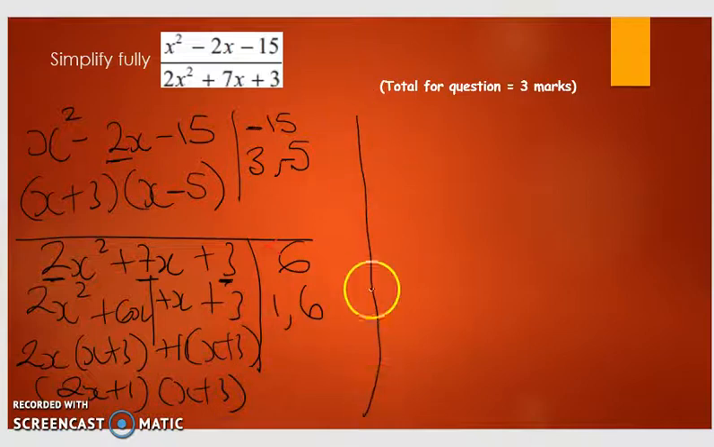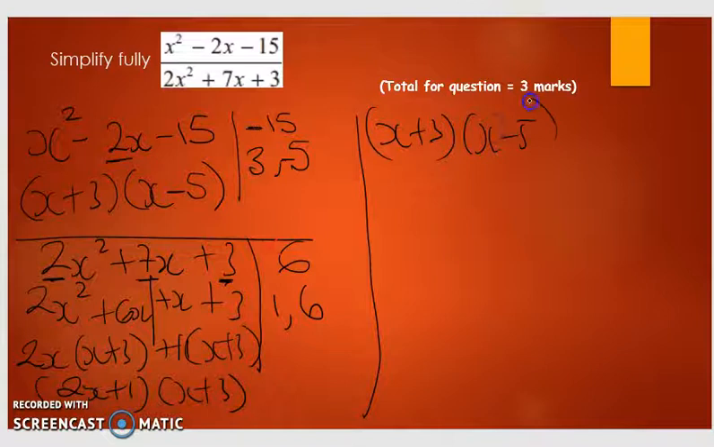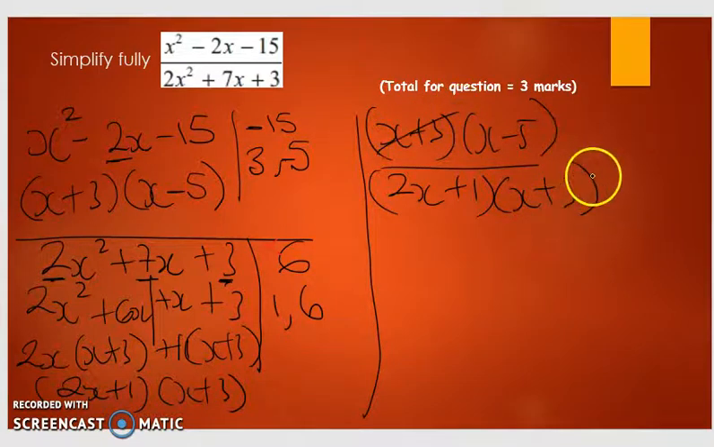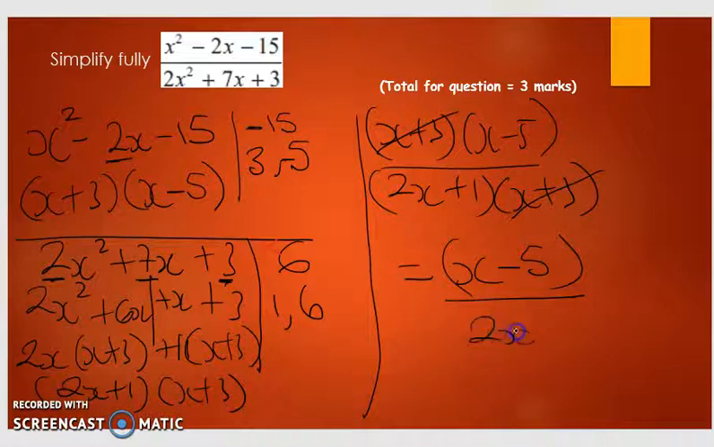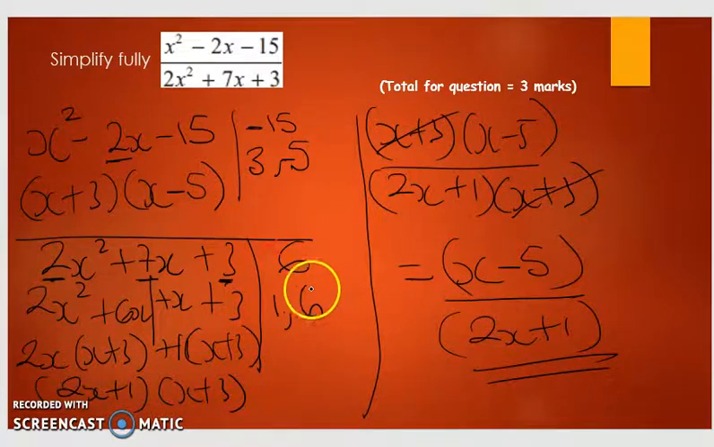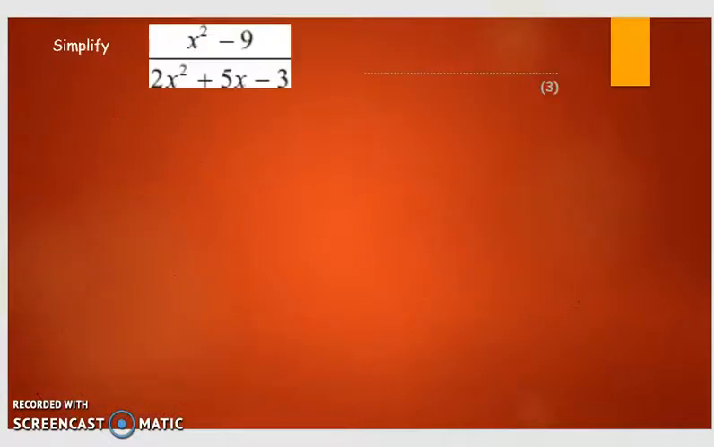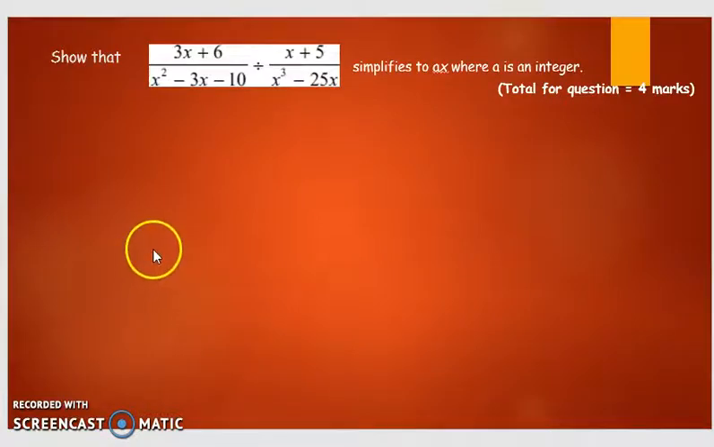We'll then substitute everything into our original fraction. So we have x plus 3, x minus 5, divided by 2x add 1, x plus 3. X plus 3's cancel out. Final answer as a single fraction, x minus 5 over 2x add 1. Okay, excellent. Shall we move on now to our final example? I think this might be a repeat question, so we ignore that.